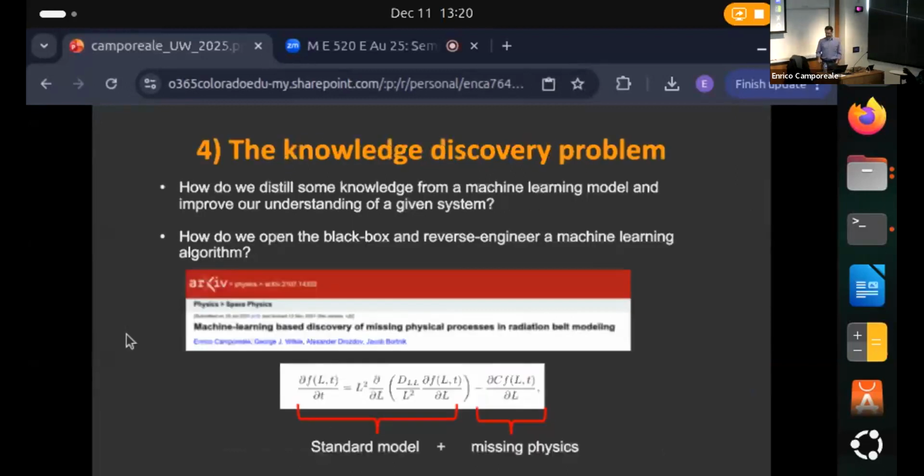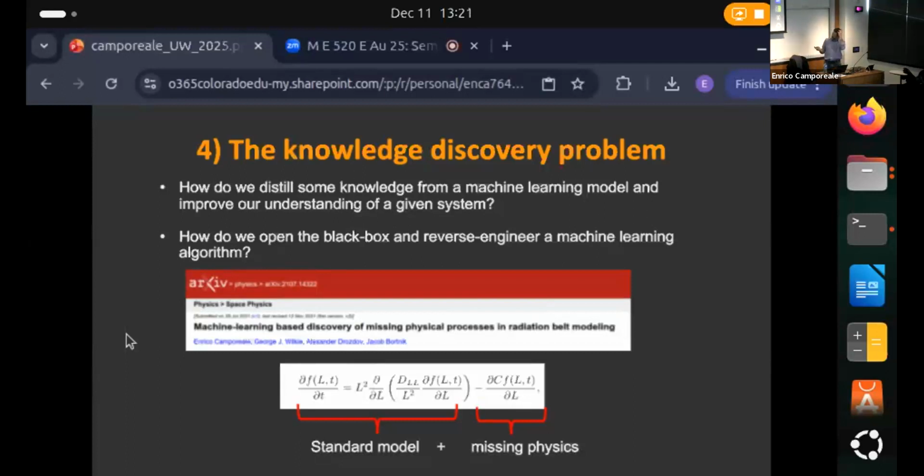The fourth problem, which is maybe the most interesting if you come from a physics background, is the knowledge discovery problem. At the end of the day, if you talk with physicists, they don't really care about how accurate your model is. They want to understand what new physics you discover. So how do you distill some knowledge from a machine learning model and improve your understanding of a given system? This aligns a lot with some of the work that has been done here in terms of PDE discovery from data and so on.